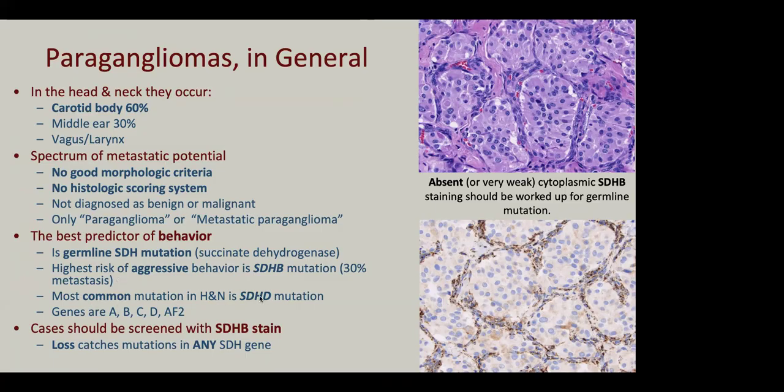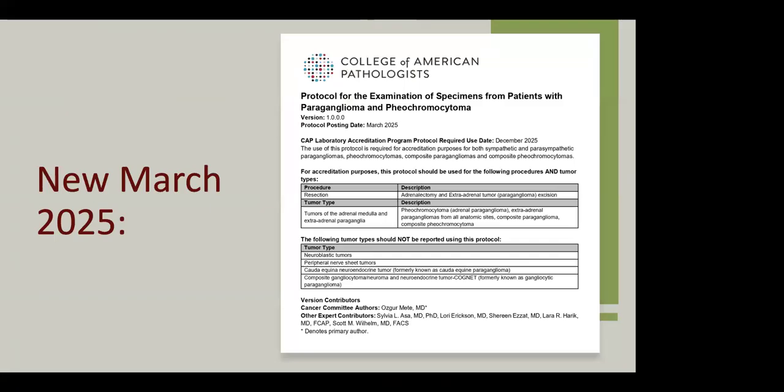Most common, however, is SDHD. If you see absence or extraordinarily weak expression of SDH compared to your stroma in these tumors, these patients should be screened for germline mutations, because otherwise there is no good morphologic criteria or good histologic scoring system for prediction of metastatic potential in these.